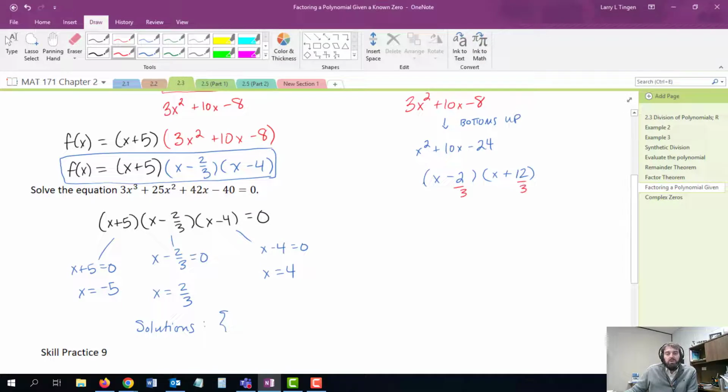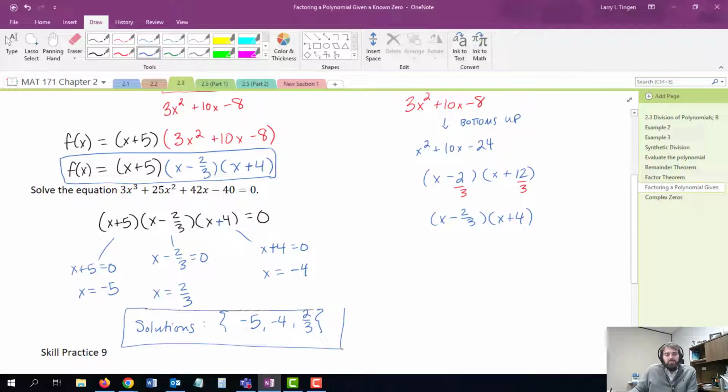And then we come back, and then we come through and deal with that division. So x minus 2/3, and that's x plus 4. So x plus 4 equals 0, plus 4, plus 4, and x is -4. That's better. All right, so what are my solutions? They are -5, -4, and 2/3. Always a good idea to check your answers, because missing a sign or something like that is very easy to do.